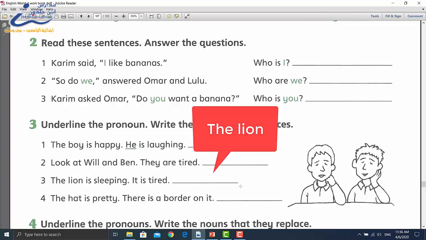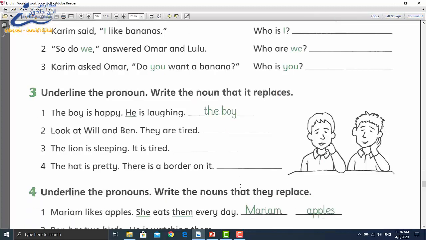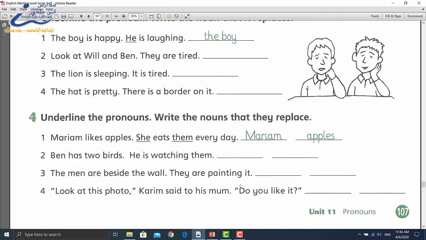Number 4 will be your own homework. Exercise number 4. Underline the pronoun, write the nouns that they replace. This exercise will be your own homework.